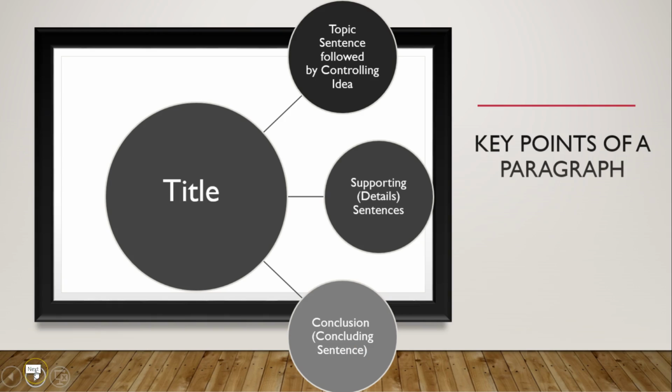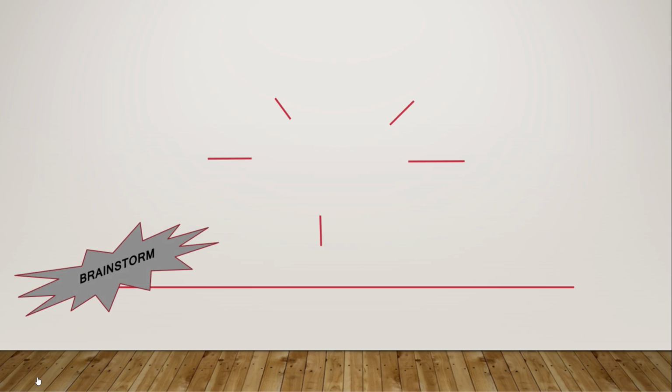Now let's move on to the next slide to see how the writing process for our topic, my best friend, should actually unfold. Are you ready? Let's go. Let's brainstorm. So in the previous slide, we talked about 3 parts of a paragraph, right? In this slide, we're going to show how this writing process unfolds, okay?